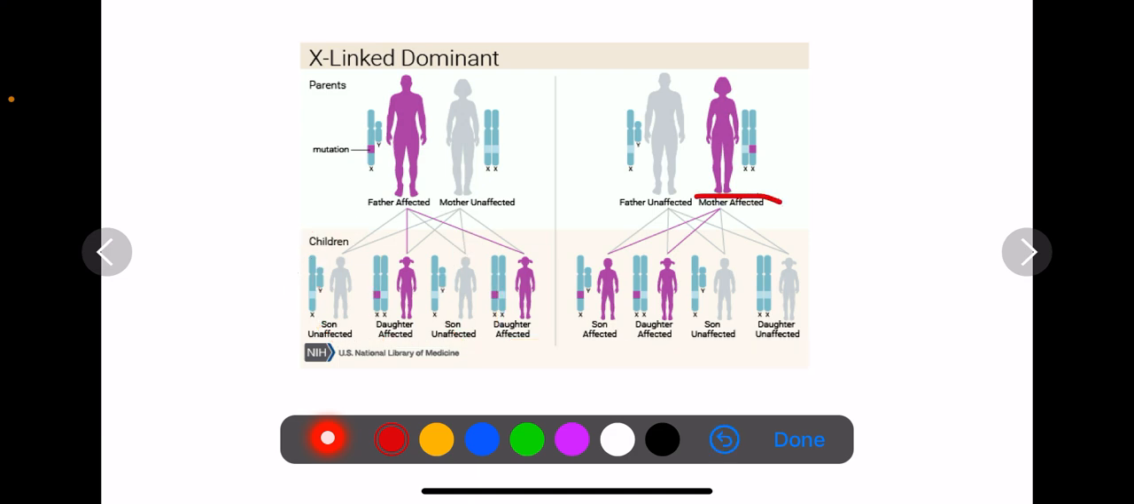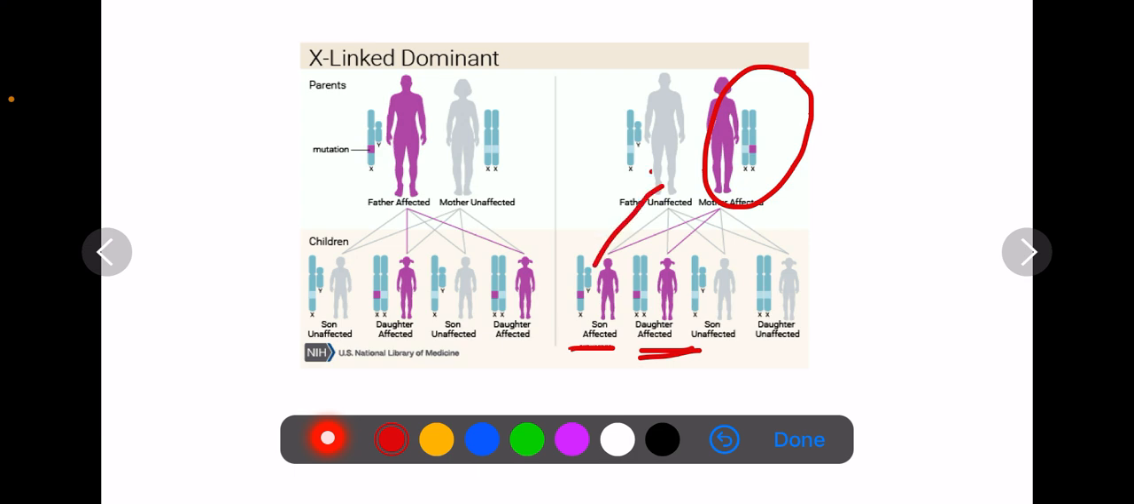If the mother is affected, then one daughter is affected and one son is affected. That means 50% of the sons are affected and 50% of the daughters are affected, right? So if the mother is dominant, you have to draw like this and then come to a conclusion.